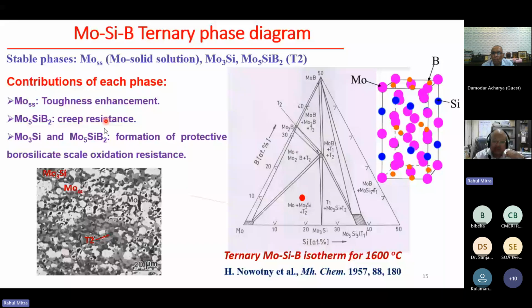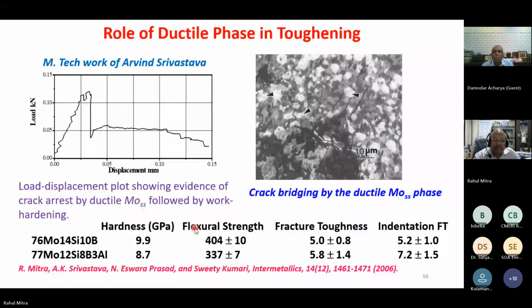So this is a typical microstructure of a Mo-Si-B alloy, where we have Mo solid solution, Mo3Si, and Mo5SiB2, which is the T2 phase. And this was prepared by a powder metallurgy process by hot pressing at 1600 degrees centigrade. This is a typical load displacement curve done by one of my MTech students. He observed that the load drop, which for brittle materials normally comes down sharply, is here arrested. And then the load increases in between, and then there is a gradual decrease in load after some time. So that means the crack has hit a molybdenum solid solution phase, which is ductile and undergoes work hardening. So there is an increase in the load, then it gradually decreases.